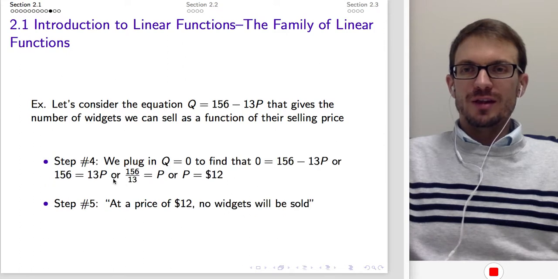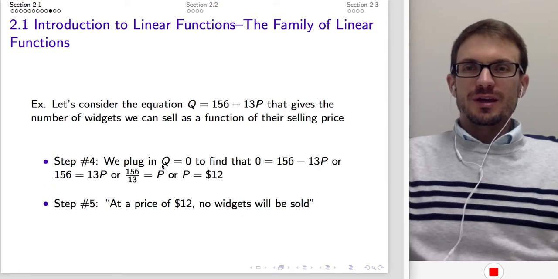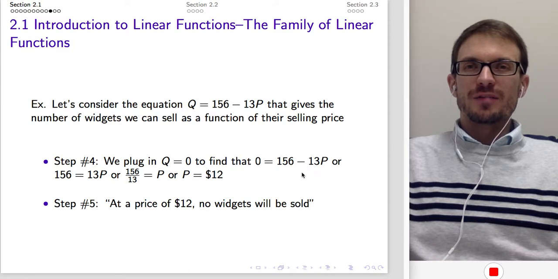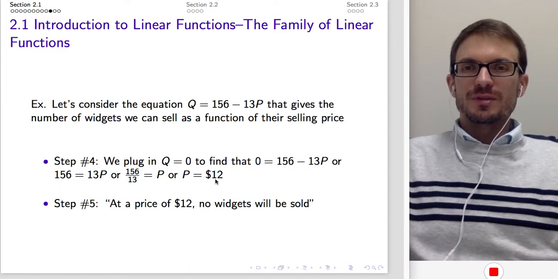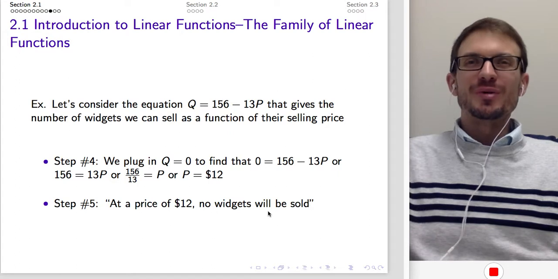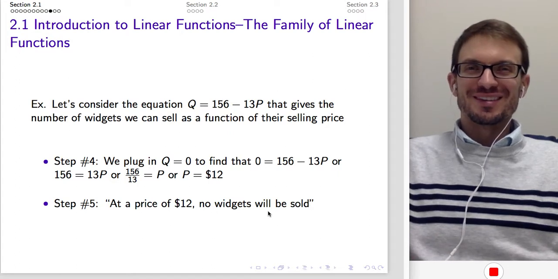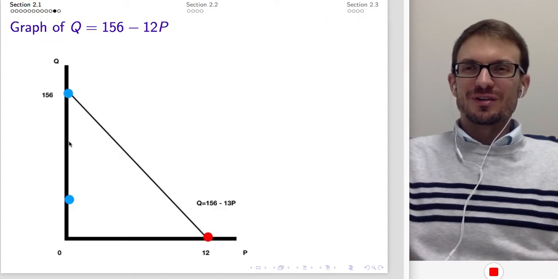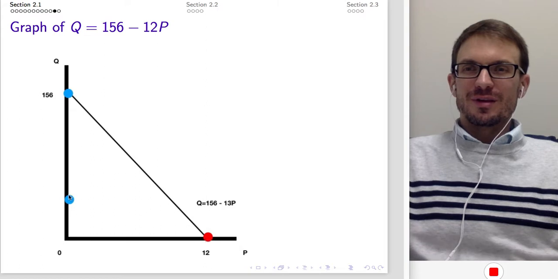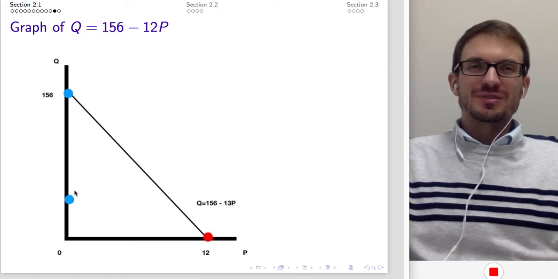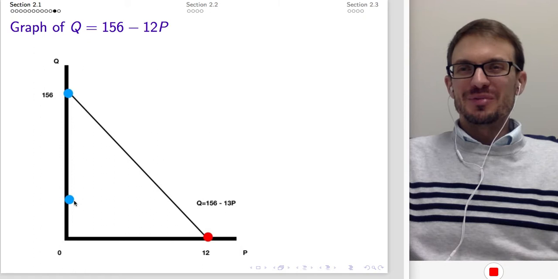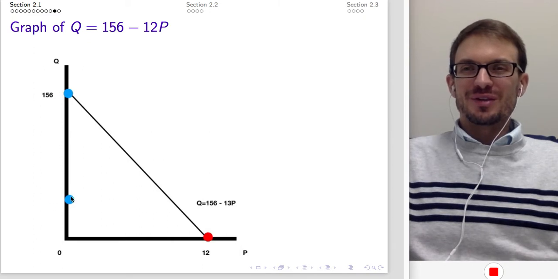Okay, then on the next one, we plug in q is equal to 0 to find our P-intercept. So we find p is equal to $12. And the interpretation: at a price of $12, no widgets will be sold. Everybody likes $12 better than they like widgets, or nobody likes a widget more than $12. And here's the picture. Oh, and what's this dot doing here? Absolutely nothing. It has no interpretation whatsoever, so you can forget that it exists.